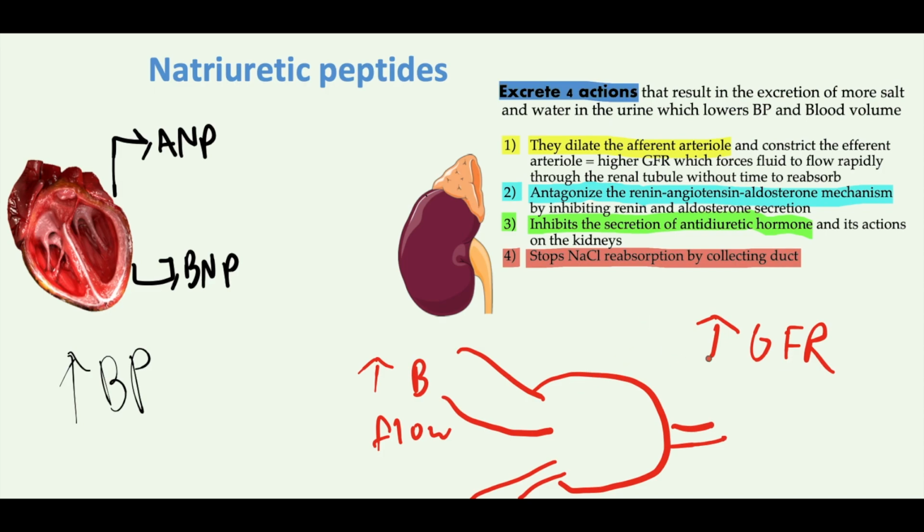This high blood flow and high glomerular filtration rate force fluid to flow rapidly through the renal tubule without having time to reabsorb, which is actually good, since natriuretic peptides stop the reabsorption of sodium. The reabsorption of sodium influences the reabsorption of chloride and then the reabsorption of water, which all in all increases blood pressure. So they try to inhibit that by increasing the glomerular filtration rate.